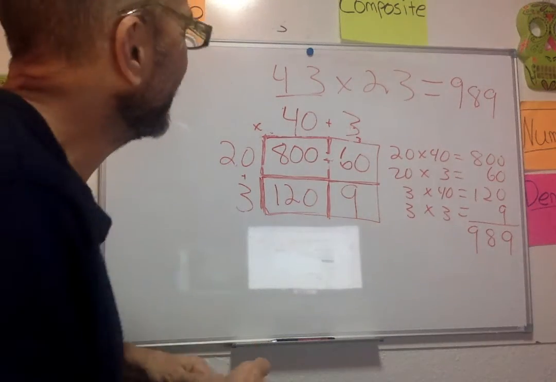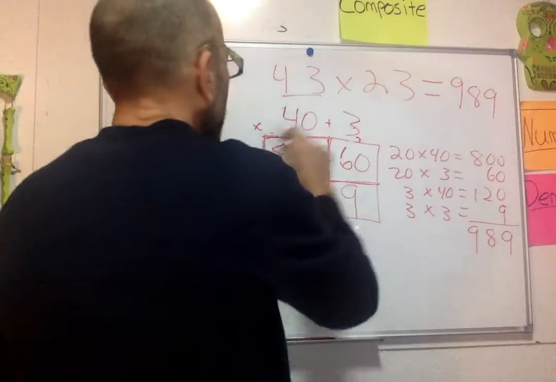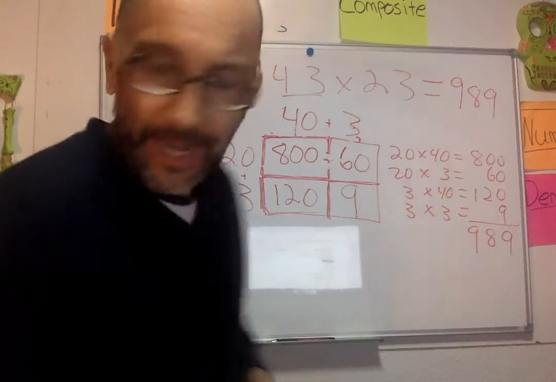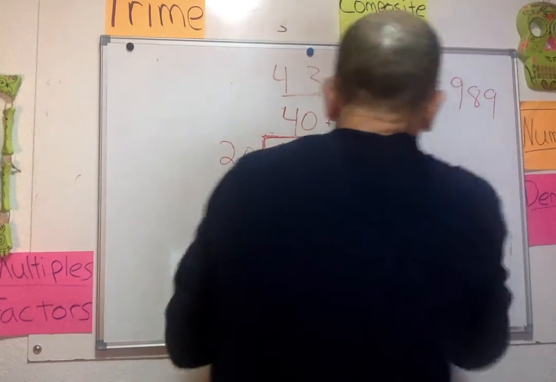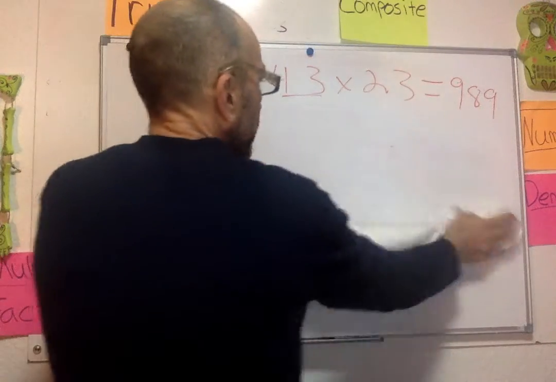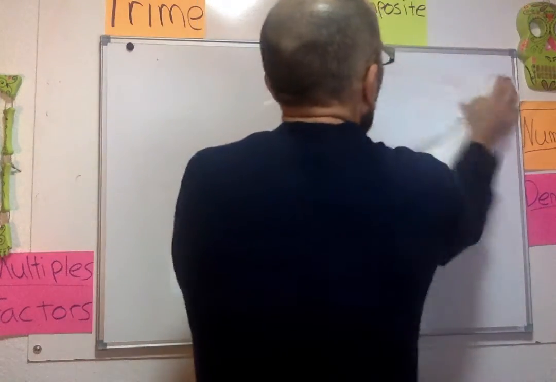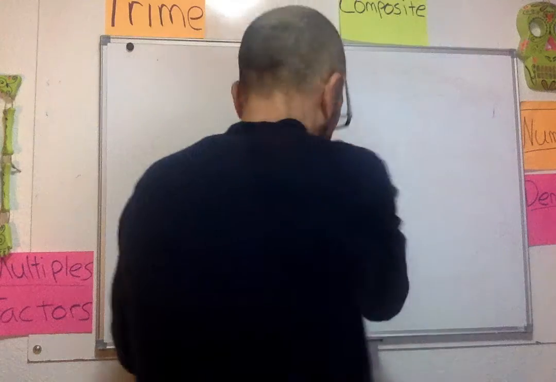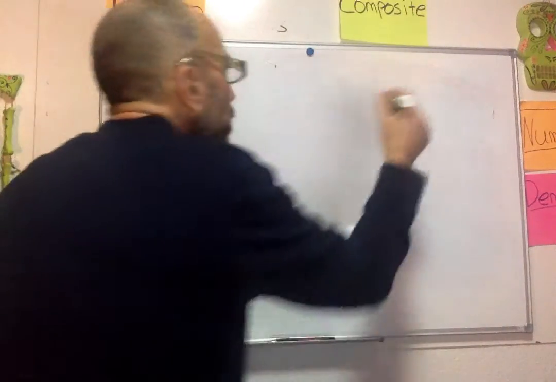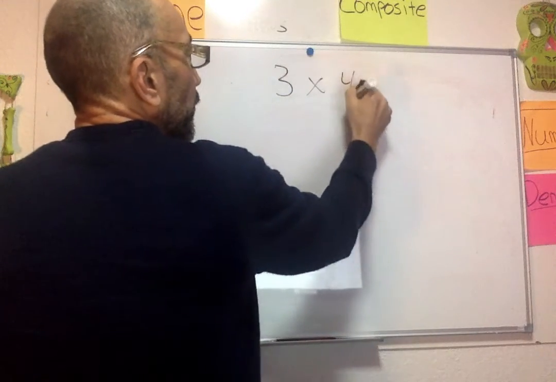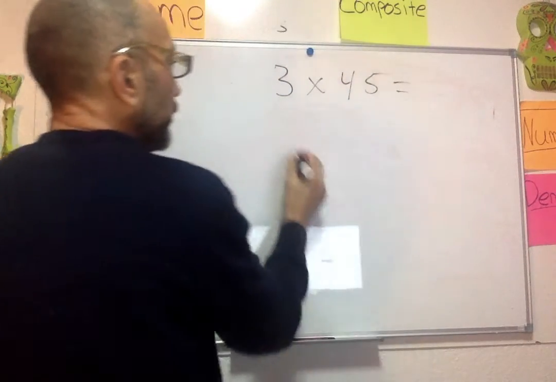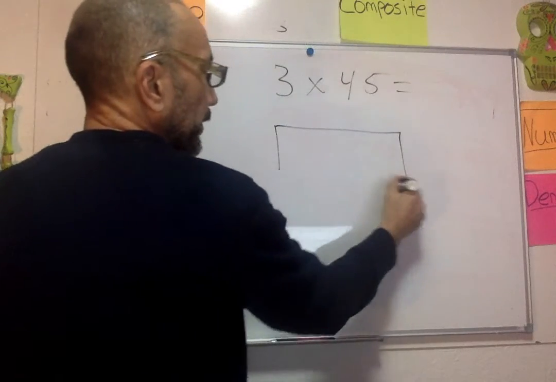All right, did you get it? We're working area. Now, you can also do it this way. Let me get another marker. Let's say you only have one digit. 3 times 45, right? So use the area model.